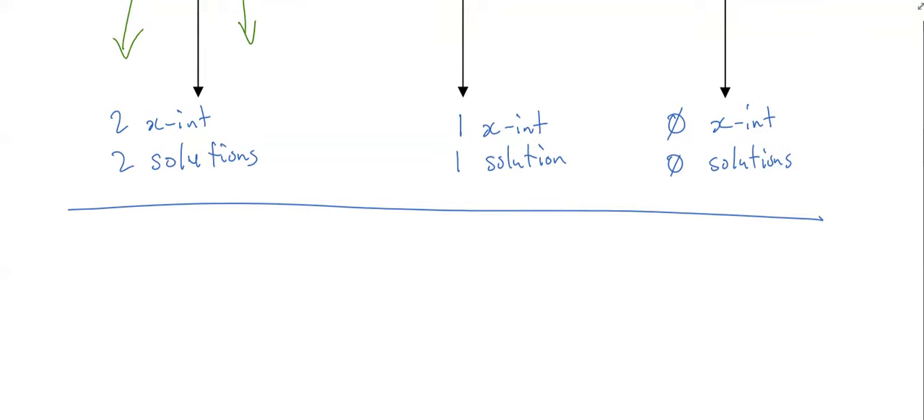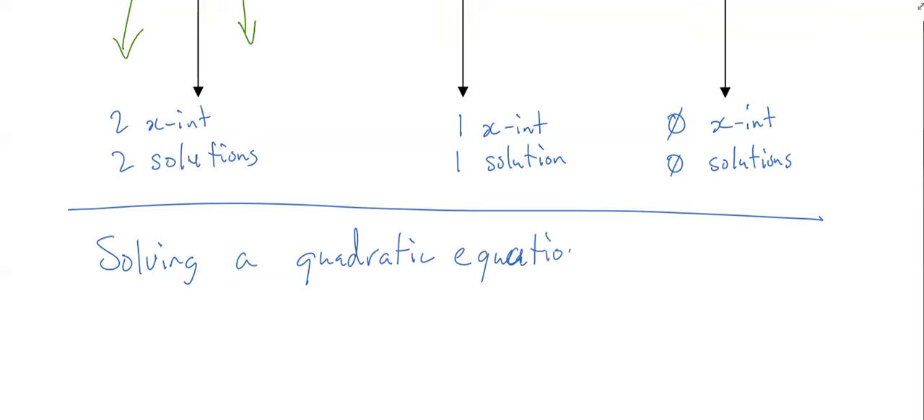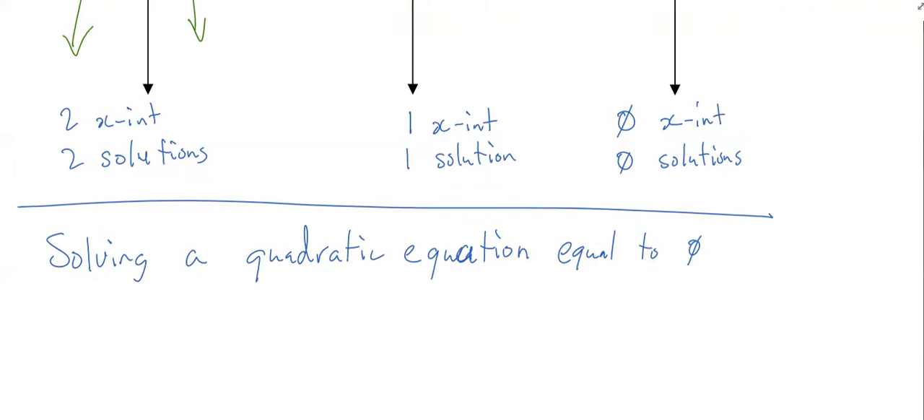Okay? And what I want to say about this is solving a quadratic equation, or any equation actually, but we're going to talk about quadratics today. Solving a quadratic equation that is equal to 0. So something like x squared plus 7x plus 12 equals 0. That's an equation. Do you agree? That's an equation like we just saw above.